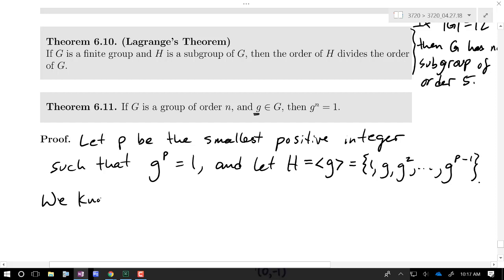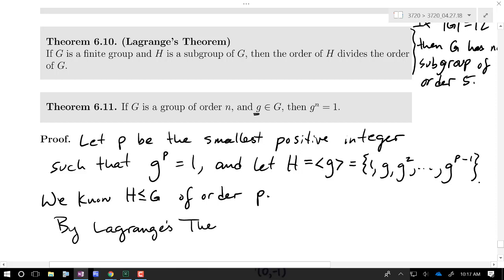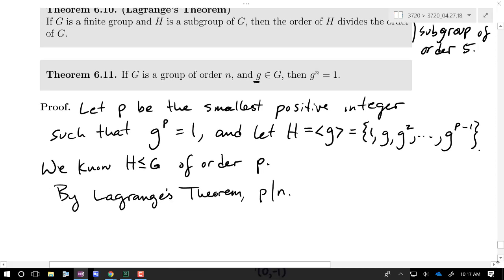So we know that H is a subgroup of G of order p. And now we can use Lagrange's theorem. By Lagrange's theorem, the order of H has to divide the order of G, so that means that p divides n. And if p divides n, that means that n is equal to p times k for some integer k.